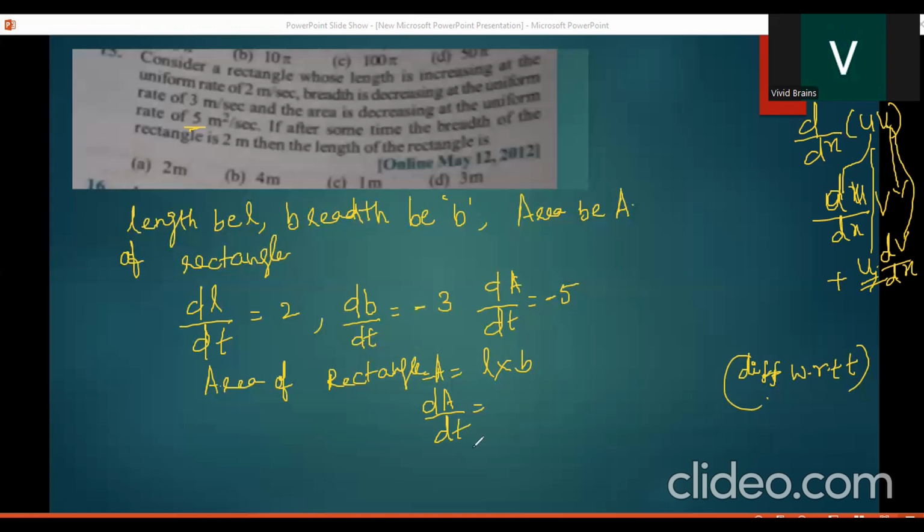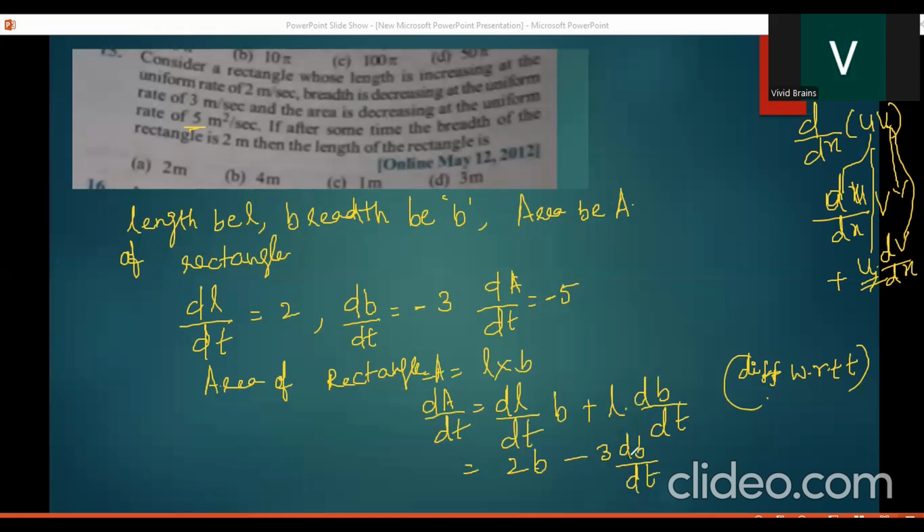Very good. Let me take U into B. Observe, what do we get? U into B, how can I write? L into B. So dL by dt into B, plus, keeping L as it is, into dB by dt. Any doubt? Very good. So dL by dt is 2, B I am keeping as it is, plus L into dB by dt, which is minus 3. You understood? dB by dt is minus 3.